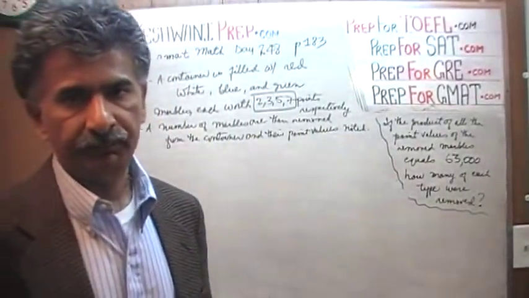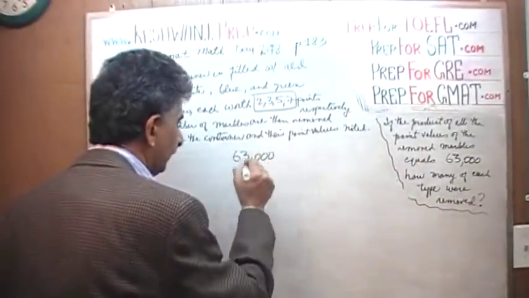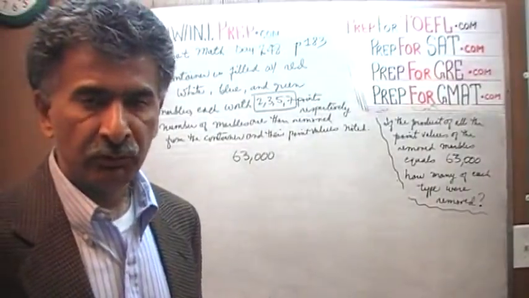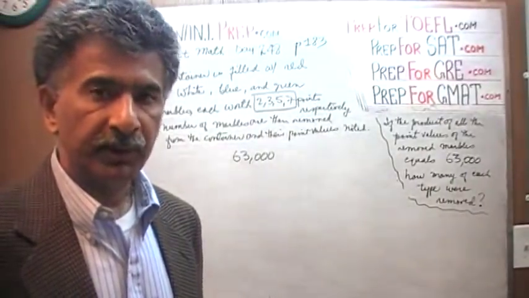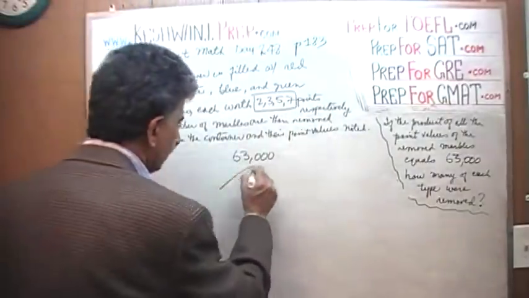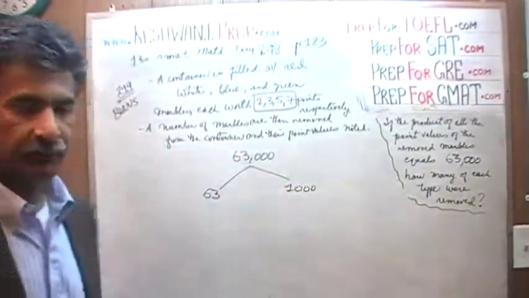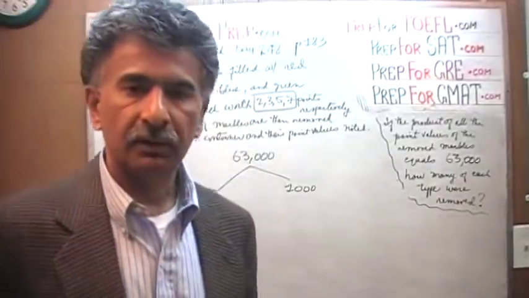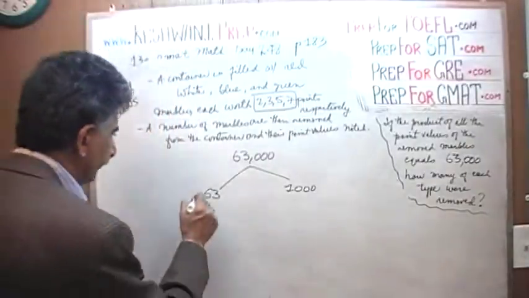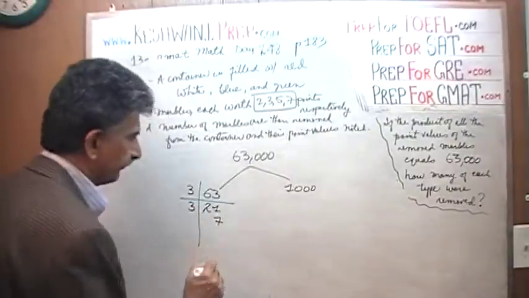If you try to figure out the prime factors of 63,000 the way it is, it will not be an easy task. The smart thing to do here would be to break it up into manageable parts. Let's break up 63,000 into 63 and 1,000. Let's find the prime factors of 63 first, and then we'll worry about 1,000. So 63, let's divide by 3, you get 21. Let's divide again by 3, we get 7.